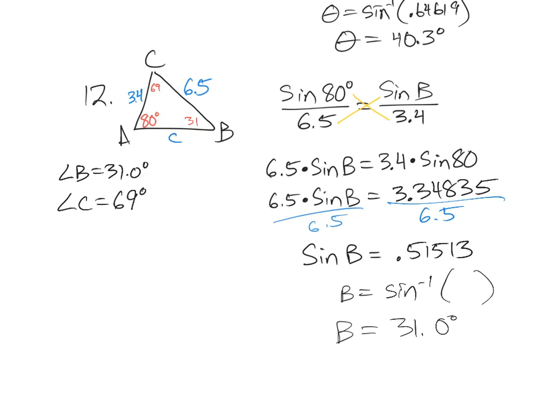Okay, again, you can say the sine of 80 degrees is to 6.5 as now the sine of 69 degrees is to little c. You're finding a side here. You're not going to need to take the arc sine or anything, okay? So let's go ahead and cross multiply and solve that, please.